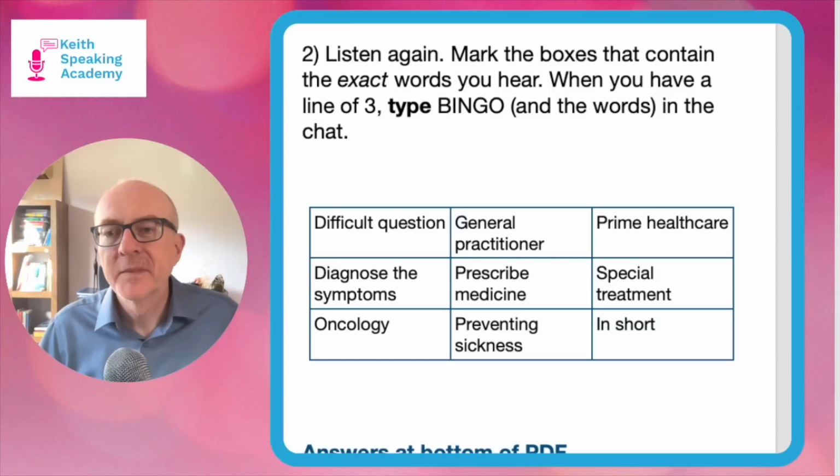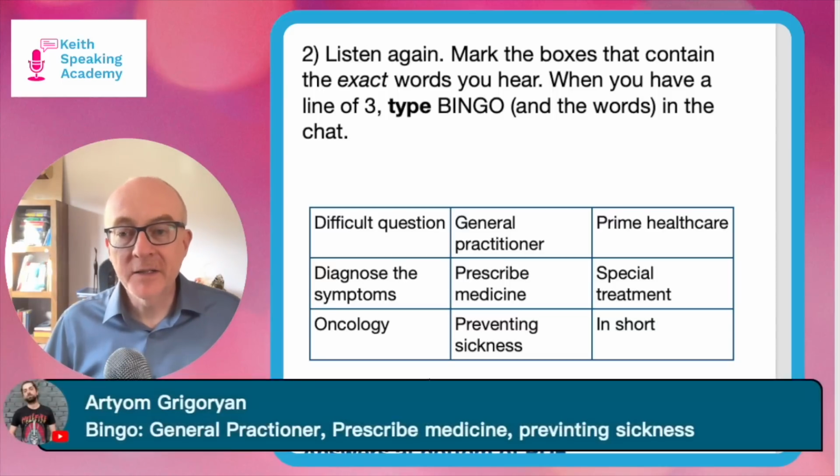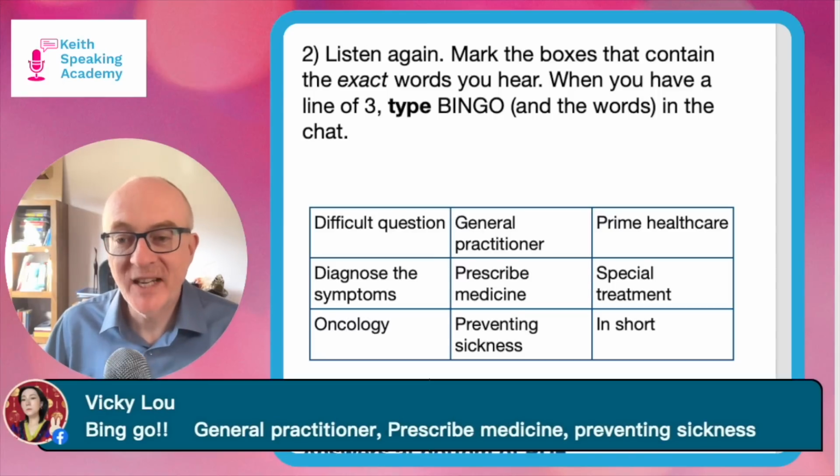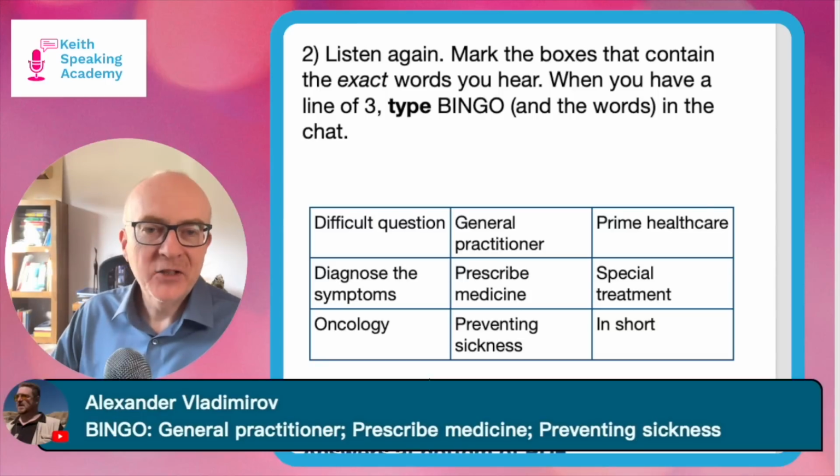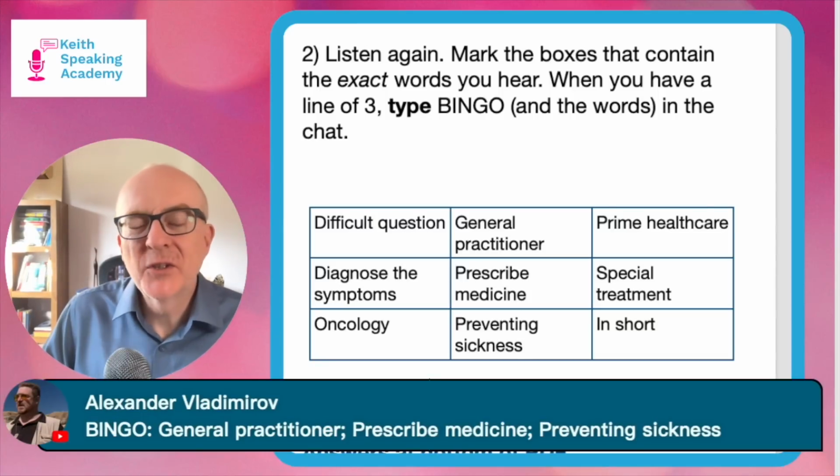Excellent. Great. We've got, let's see, Artyom got bingo. Right. Vicky was the second. Who else? Anybody else? General practitioners prescribe medicine preventing sickness. Yeah. Alexander as well. Great. Good.